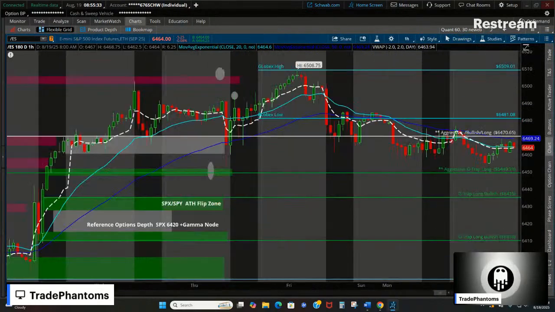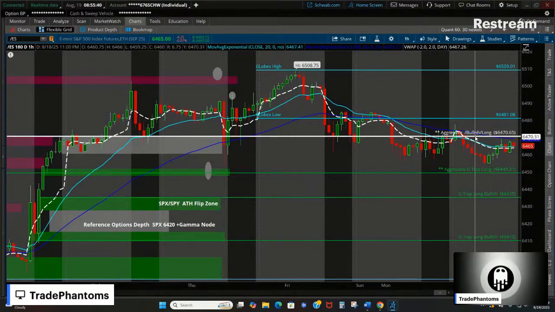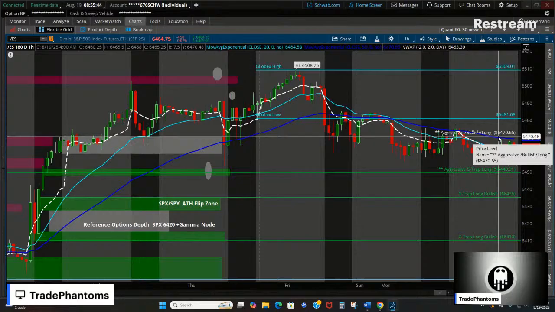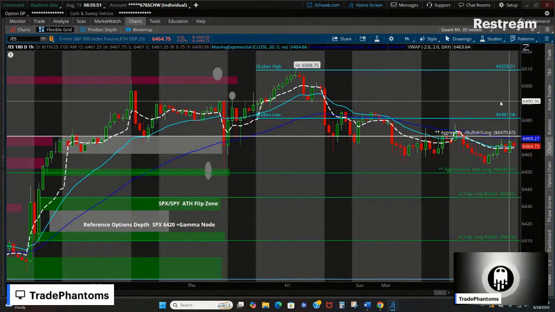Kind of zooming in. So I've got the 1-hour, 60-minute time frame here of the S&P futures. One of the first things we want to do is map out our Globex high and our Globex low. That's just a fancy word for overnight high and overnight low. In Thinkorswim, there's this gray space, and that is the overnight session.